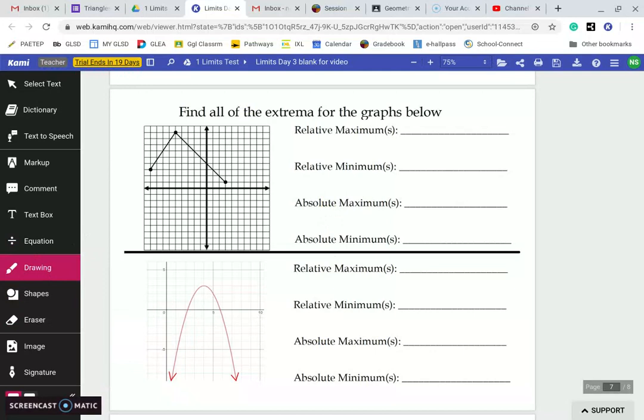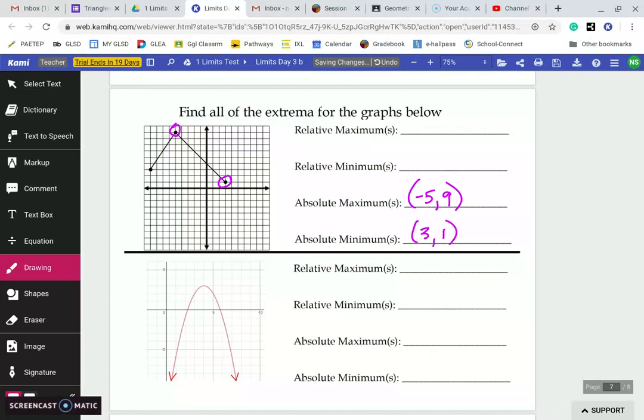So my absolute maximum is going to be my highest point. So that's going to be up here. And that looks to be at -5, 9. My absolute minimum is down here. It's my lowest point, and that's going to be 3, 1.